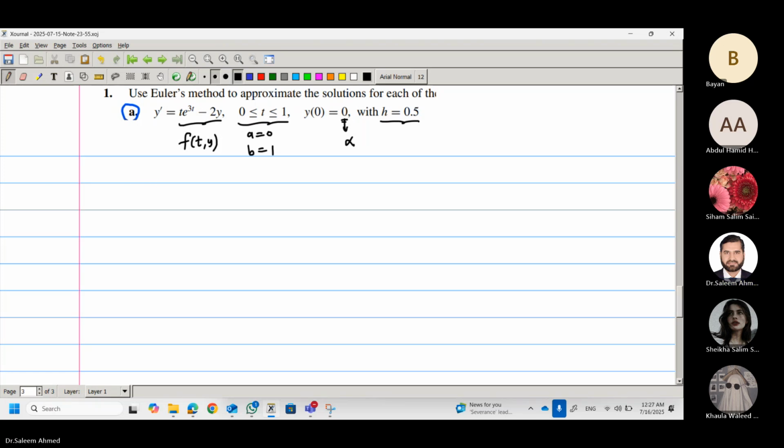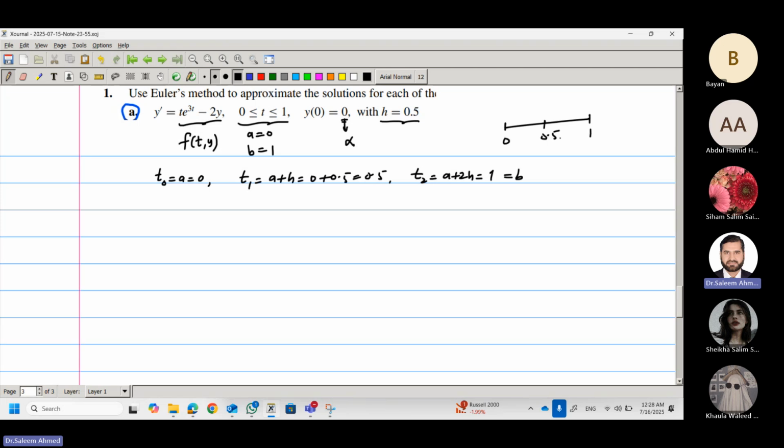So first of all, what will be your t? Your t0 is a, which is 0. Then t1 is a plus h, which is 0 plus 0.5, so 0.5. And t2 is a plus 2h, which is 0.5 plus 0.5, which is 1. So that is your b. I only have 3 points there, 2 steps only, from 0 to 0.5 to 1. So I have just 2 iterations of the Euler method here.